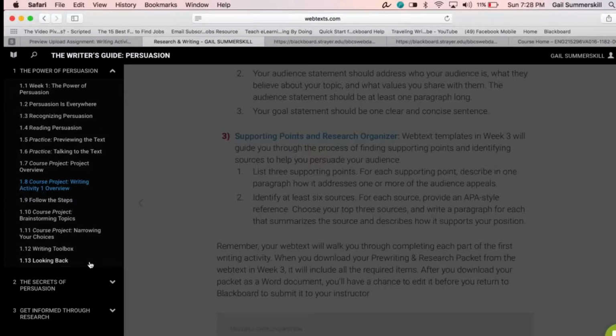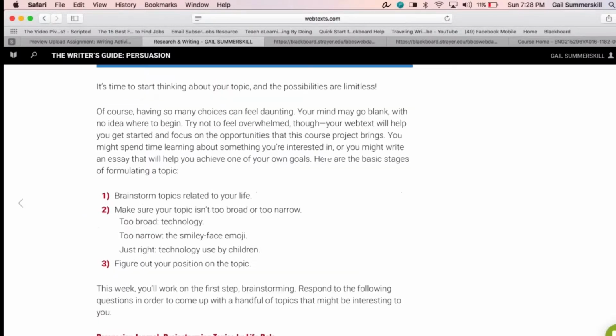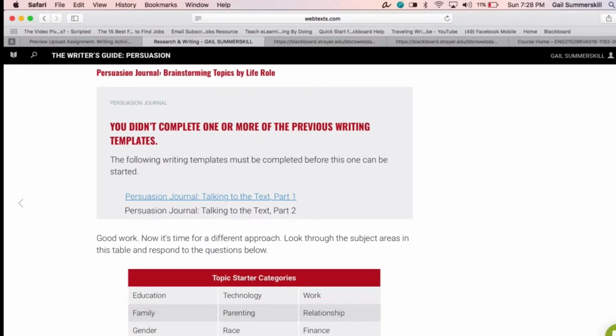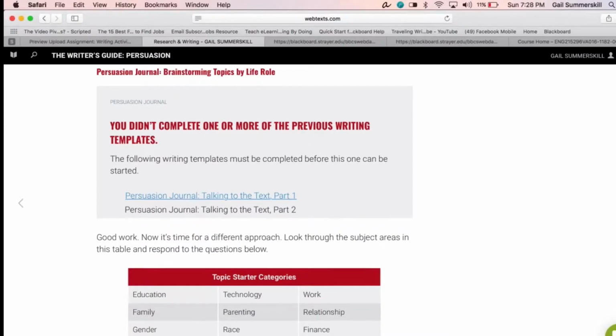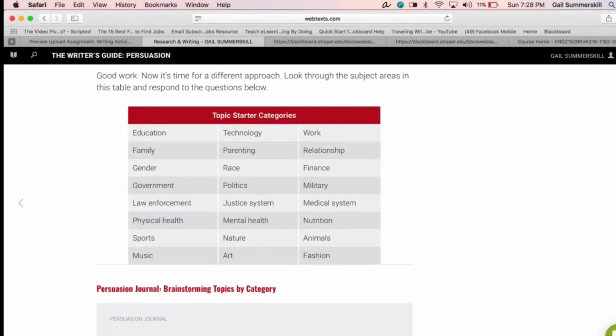We'll take a look at some of the pages that are going to help us complete this first assignment. The first pages that are going to be really important to you are chapter 1, page 10, and chapter 1, page 11. If you look at page 1.10, this is going to help you brainstorm your topic. And you can get a sense of how you are going to pick a topic if you're not quite sure what to write about, right?